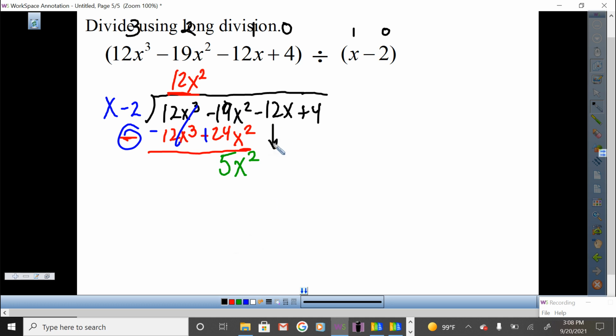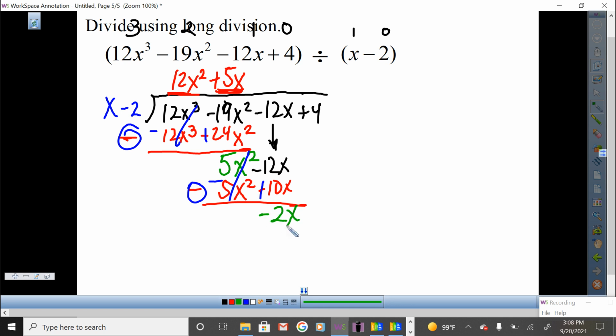So, bring down the next term, negative 12x. Let's repeat the process. What number times x gives us 5x squared? Well, that's positive 5x. 5x times x, that's 5x squared. 5x times negative 2, that's negative 10x. We're going to subtract. What does that mean? That we distribute this here and here. This becomes a positive 10. This cancels. So what is negative 12x plus 10x? That's negative 2x. Bring down the last term.